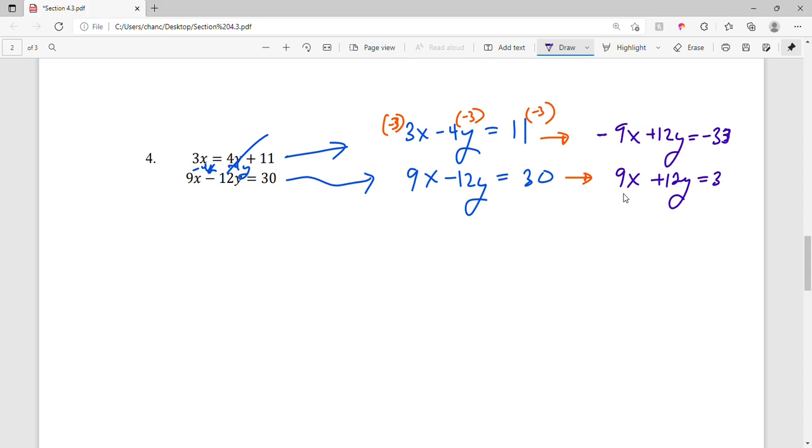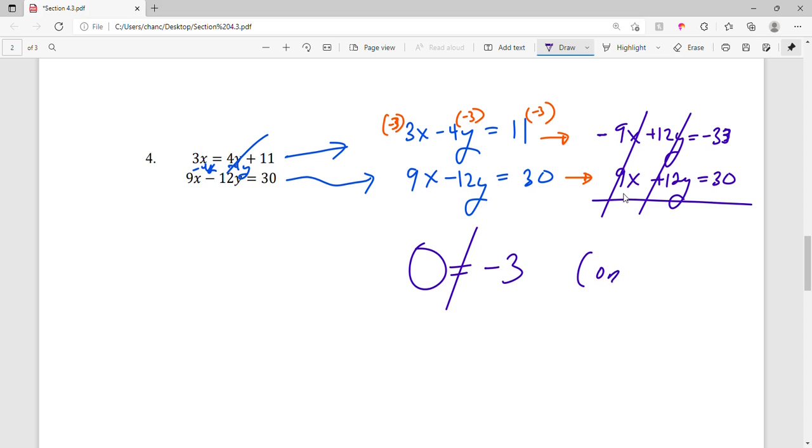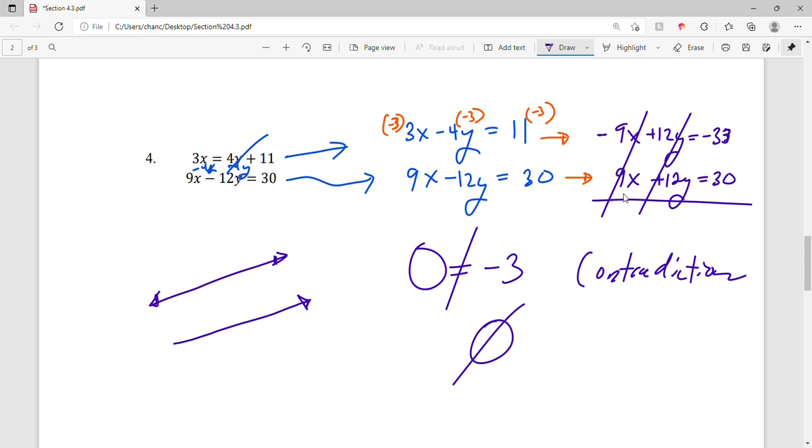And hey, look what happens. When we add these two equations together, we get 0 equals negative 3. This is, again, a contradiction. And you know what it means when you have a contradiction? No solution. That's our answer. These two lines are actually parallel. They never intersect, and so there is no solution. These are parallel lines that never intersect, and that's why we have a contradiction.